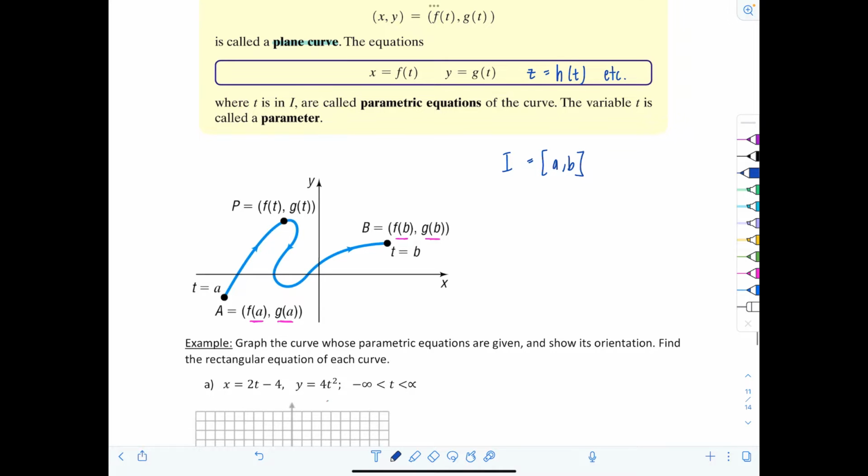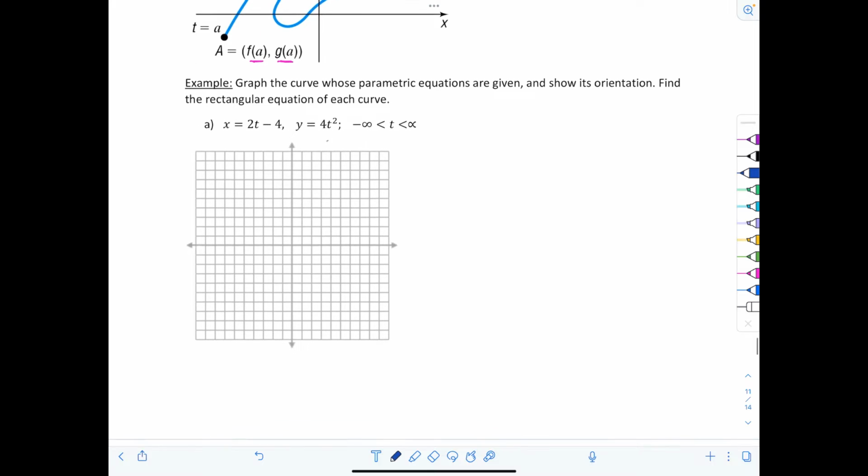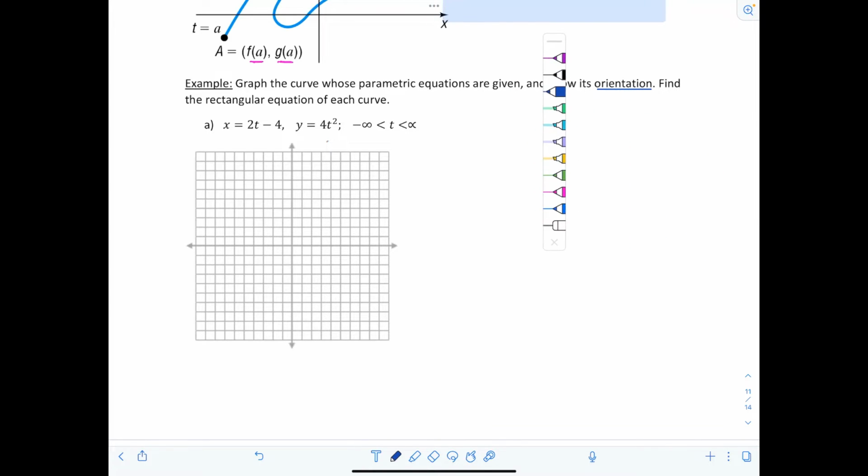Good, here we go. So let's look at some examples. Graph the curve whose parametric equations are given and show its orientation. So that means use little arrows to mark along the curve so you know which way it's being traced out. And then find the rectangular equation of the curve. We'll talk about what that means in a second.